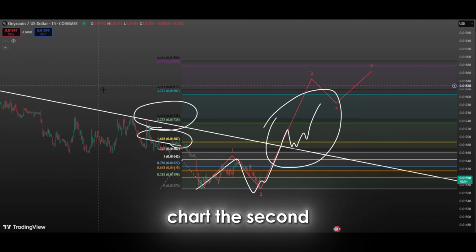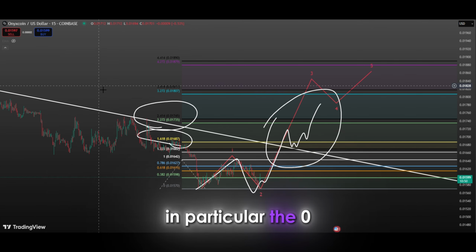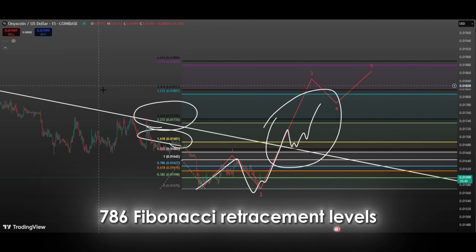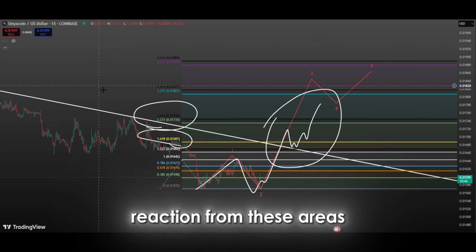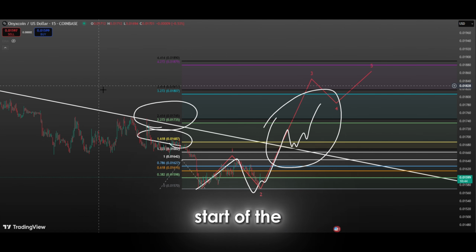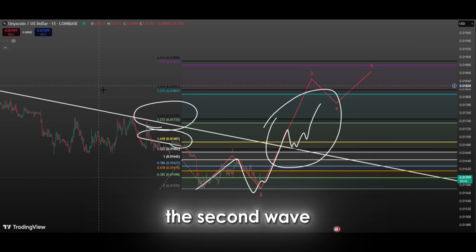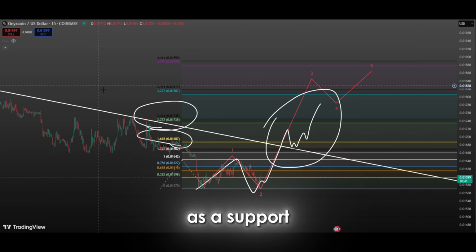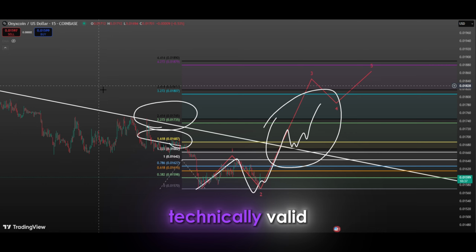On the current chart, the second wave correction seems to have shown a fairly healthy retracement according to Fibonacci levels. In particular, the 0.618 or 0.786 Fibonacci retracement levels are the most common retracement levels for the second wave, and the reaction from these areas could be the signal for the start of the third wave. According to this scenario, the bottom of the second wave starts to work as a support, and as long as the price does not break below these levels, the expectation of the third wave remains technically valid.